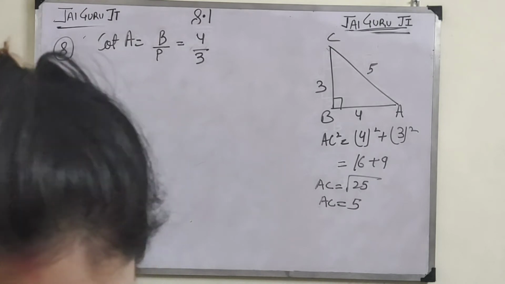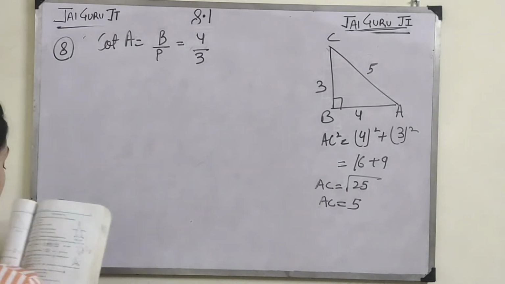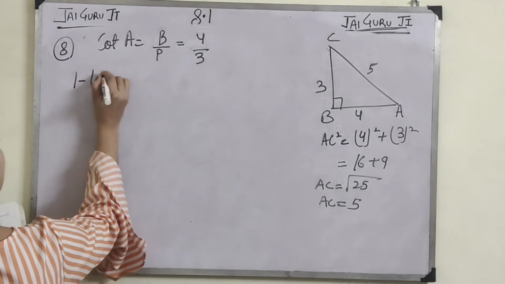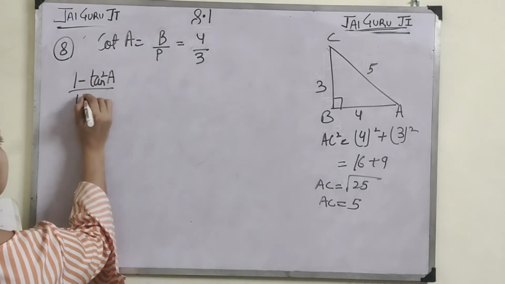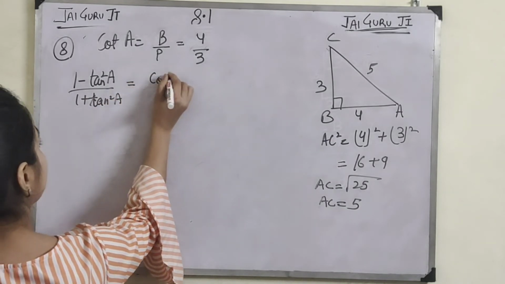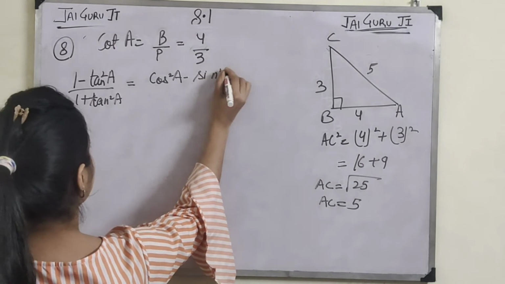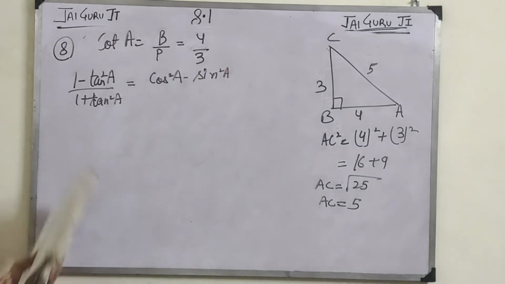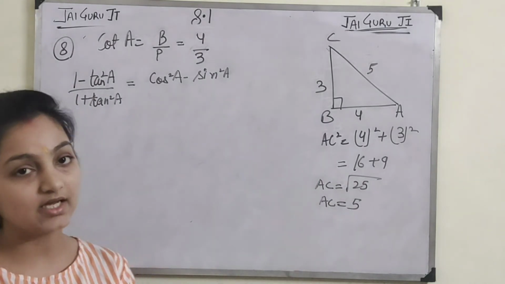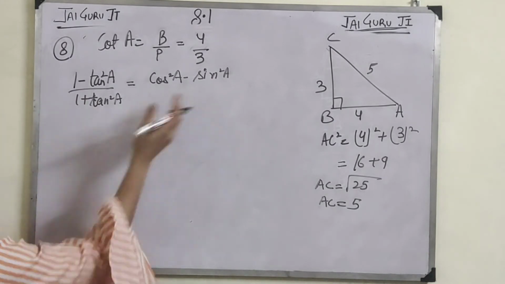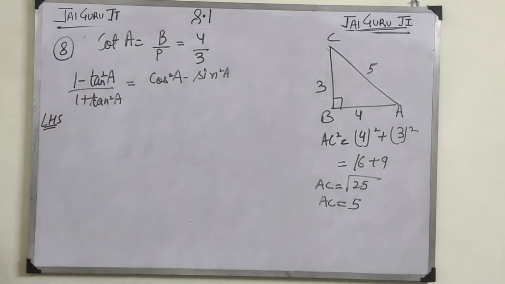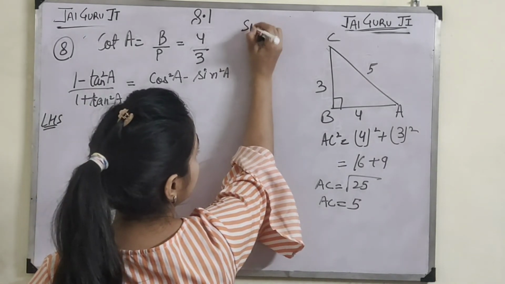I have to find out 1 minus tan square A upon 1 plus tan square A is equal to cos square A minus sin square A. I have to find out whether these two terms are equal or not. We have to find out if these two are coming out as equal values or not. So what do I do? First I take the LHS, then I will take the RHS. Okay? So fine, I am taking out LHS. I need sin and cos, so first I see what sin I have.